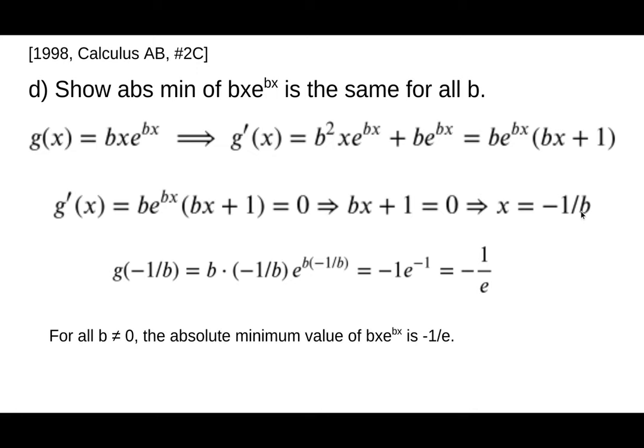So for all non-zero b, the absolute minimum value of these functions of the form b times x e to the bx is always going to be negative 1 over e.